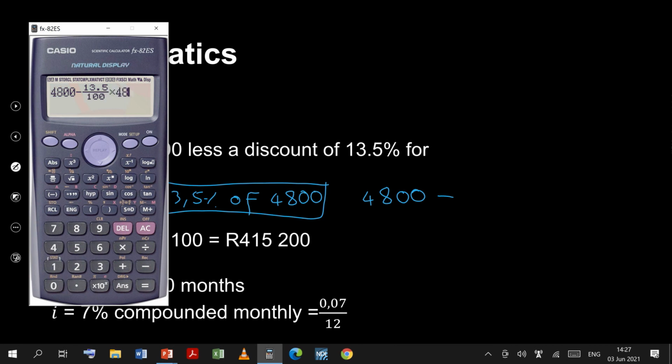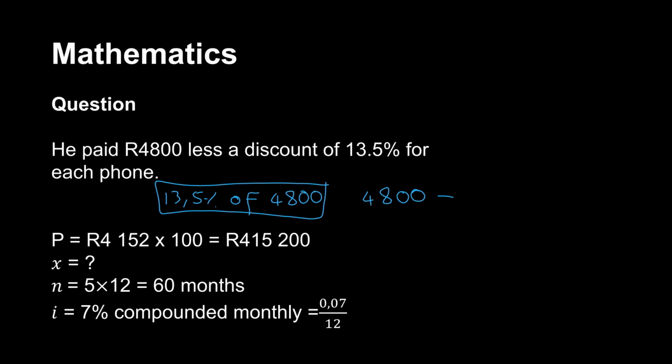Multiply this by 4.8, and this will give me 4,152. So this is how much he's actually paying for each phone, for the 100 phones. And then we are going to multiply this by 100 because he bought 100 phones. And this will give us 415,200. Hence, my p-value will be that, because this is the actual amount that this person is paying because of buying in bulk and all of those other benefits there.